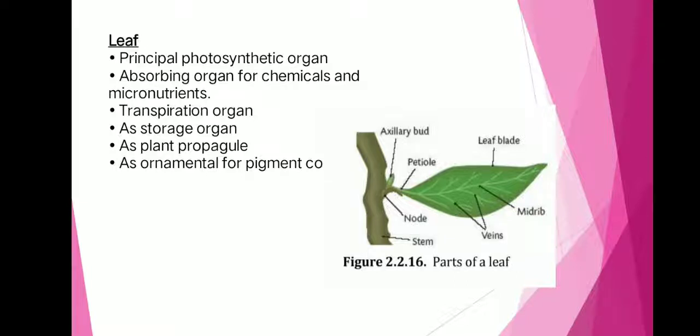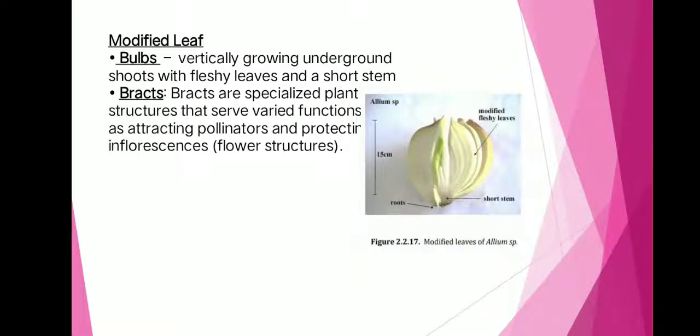Leaf, principal photosynthetic organ, absorbing organ for chemicals and micronutrients. Transpiration organ, storage organ, plant propagule, ornamental for pigment color. Modified leaf bulbs, vertically growing underground shoots with fleshy leaves and a short stem. A modified stem that is the resting stage of certain seed plants, particularly perennial monocotyledons.